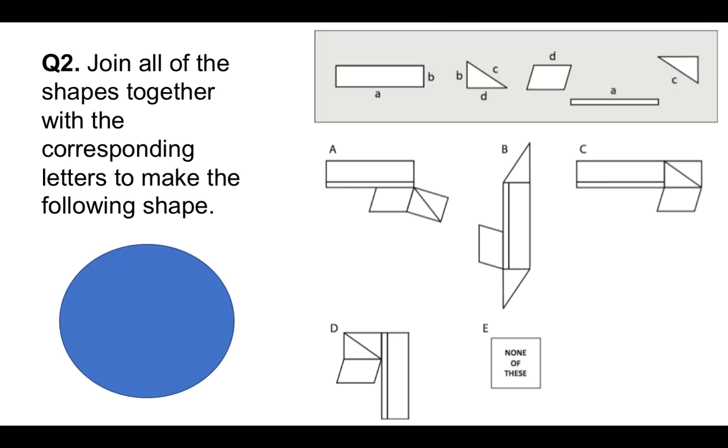Okay, question number 2, same kind of question. Let's try this again. Join all of the shapes together with the corresponding letters to make the following shape. Again, we have an option A, B, C and D. E is none of these. So again, you've got 15 seconds. Join them all up and let me know which one you come up with.